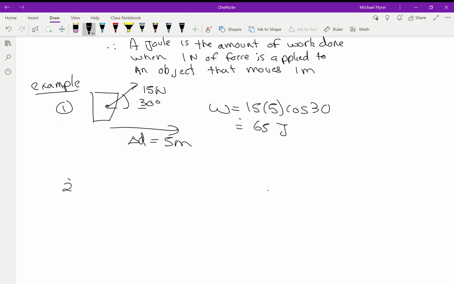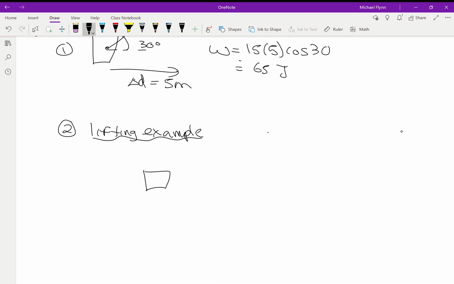Let me give you a second example. This is a lifting example. How much work does it take to lift something up? Let's say you have a 12.5 kilogram mass, that's about 25 pounds. When you lift something, you're fighting gravity, right? So this is your applied force, and this is the force of gravity like this. Let's say the acceleration is 0.